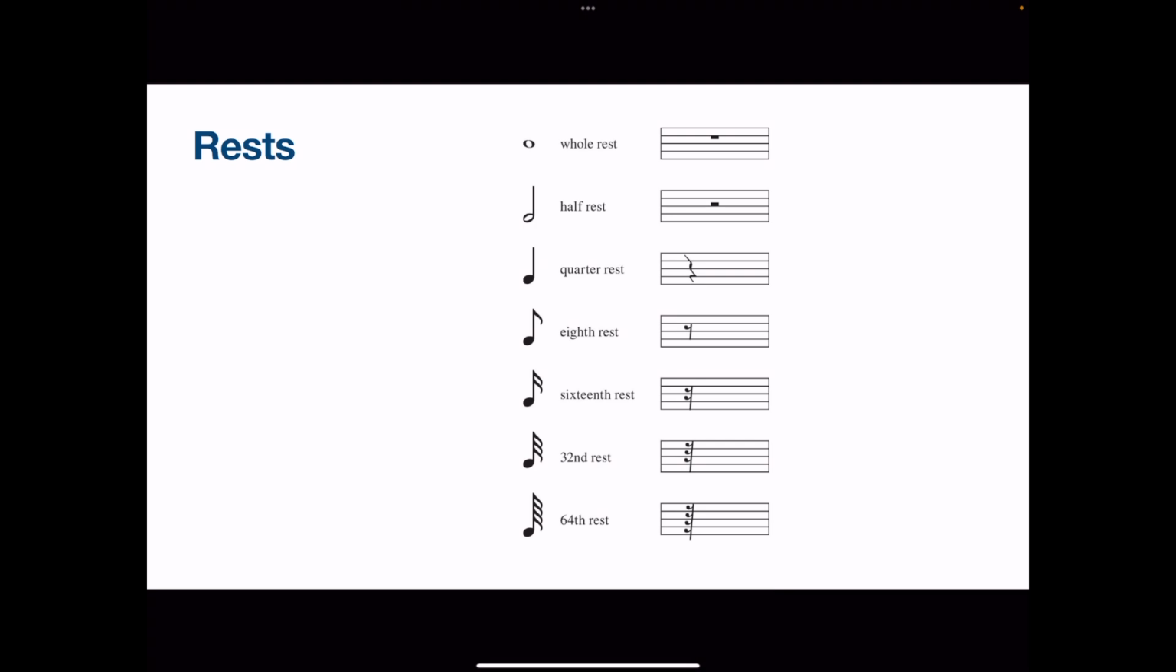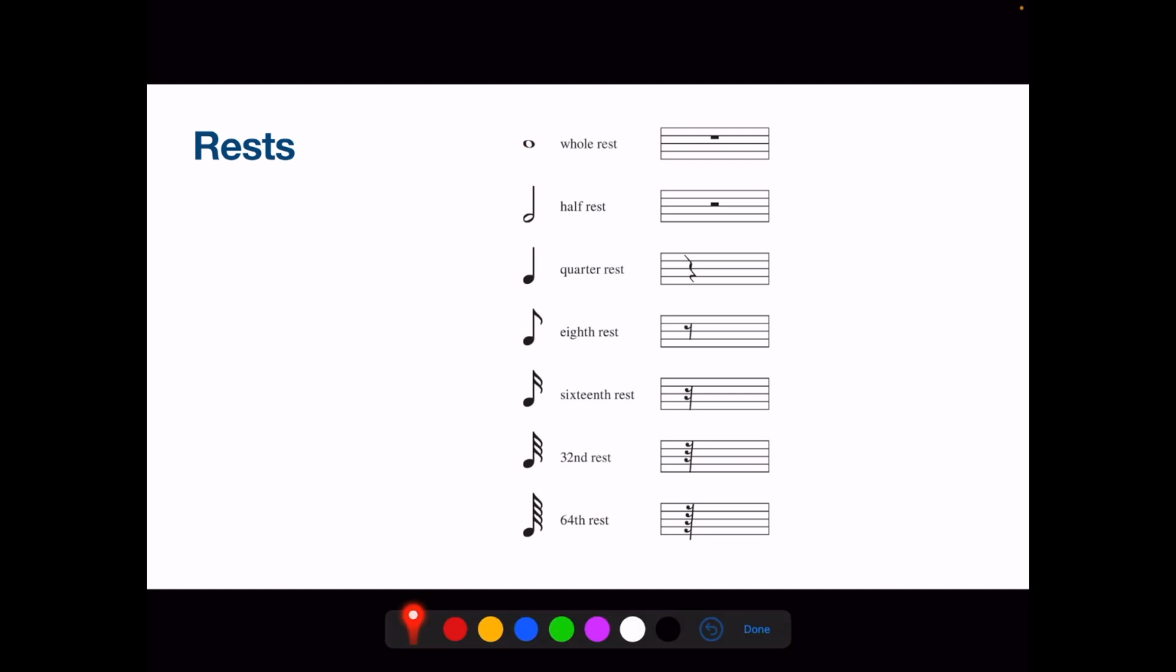So let's look at this example here. We have a whole note on the left. That's a whole note, 4 beats, right? And we can have the same length of rest by writing something that looks like this. I usually tell my young piano students that it's actually a hat that's flipped over. Okay, so this is a whole rest. It has 4 beats. And the next is a half rest. That's a normal hat, 2 beats.